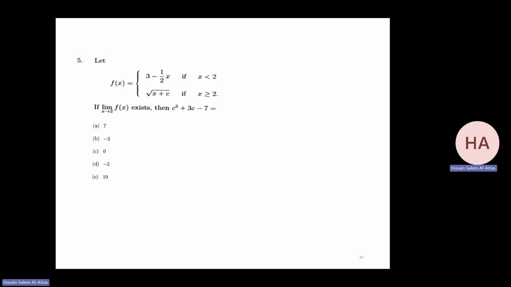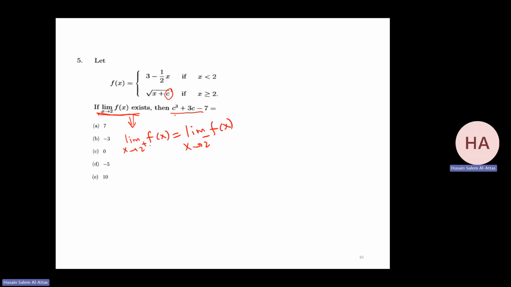He says if the limit as x goes to 2 exists, and he puts a c somewhere here, he wants to find the c. Then with c cubed plus 3c minus 7, I need to find the c and plug it in. If he said the limit exists, this statement means the limit as x goes to 2 from right equals the limit as x goes to 2 from left.